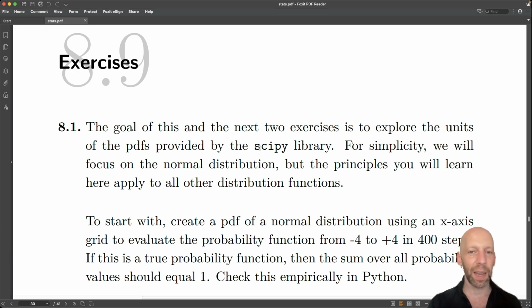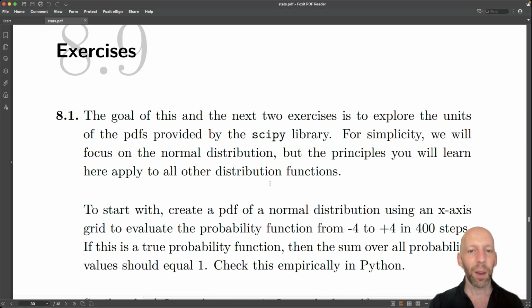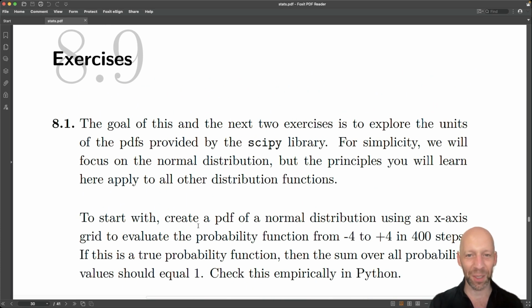Okay, and so here I say that this exercise and also the next one is all about the normal distribution, the Gaussian distribution. But the principles that you will learn here, so basically the concepts in this and the following exercise, apply to all of the distribution functions, not just the normal distribution. Okay, before showing you that text.